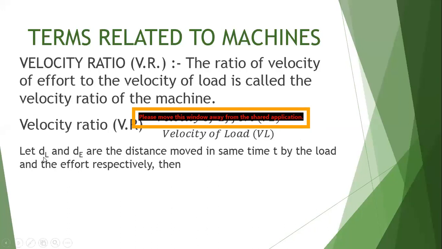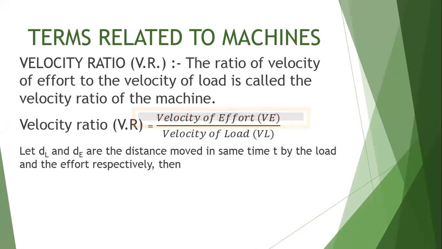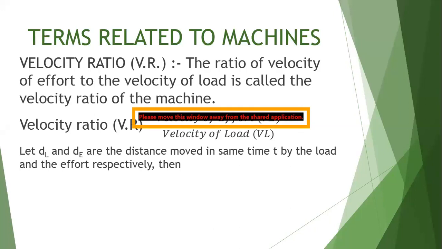Let dL and dE be the distance moved in the same time by the load and the effort respectively. Means what? When the machine is in operation, you will find that the load and the effort move. Obviously the load will move, and there will be movement in the effort as well. So there will be some displacement of load, and some displacement of effort, and this displacement will obviously take place in the same time t by the load and the effort.